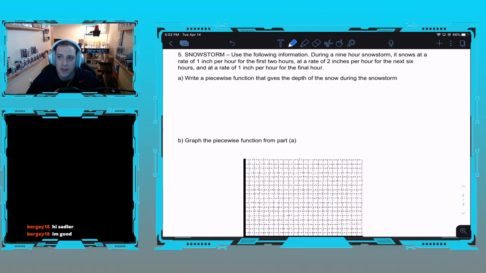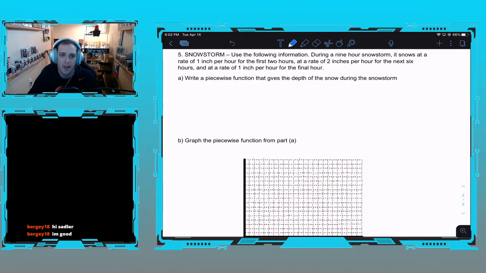So they're saying in order for us to figure this out, we have to write a piecewise. So I'm going to read it out. It says, use the following information. During a 9-hour snowstorm, it snows at a rate of 1 inch per hour for the first 2 hours, at a rate of 2 inches per hour for the next 6 hours, and a rate of 1 inch per hour for the final hour.